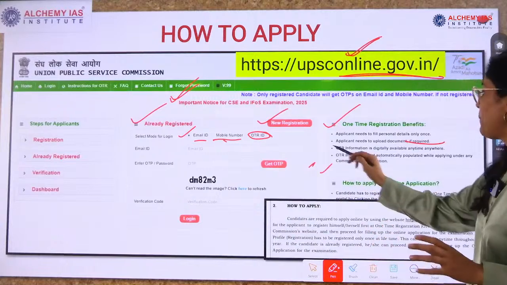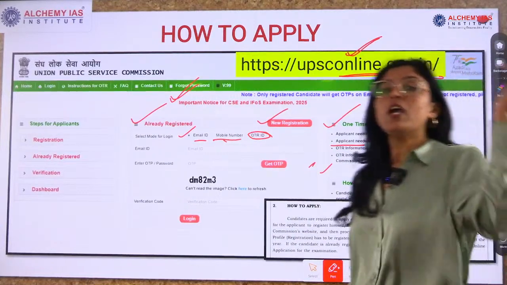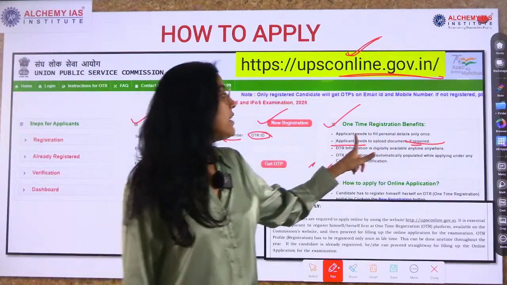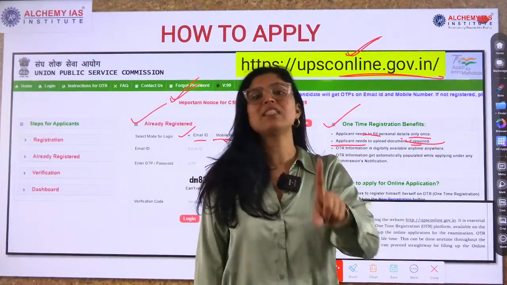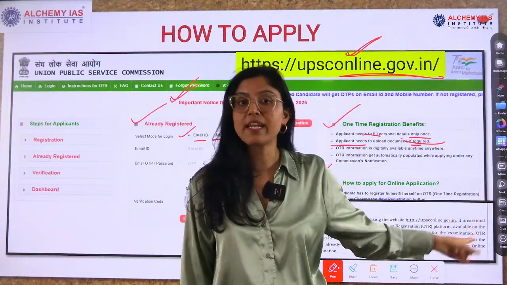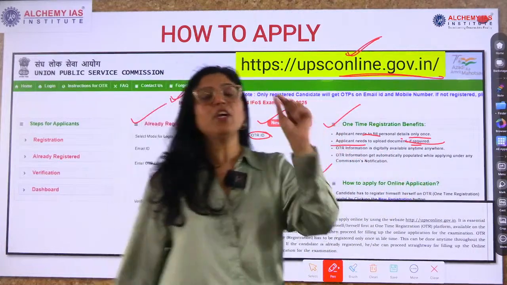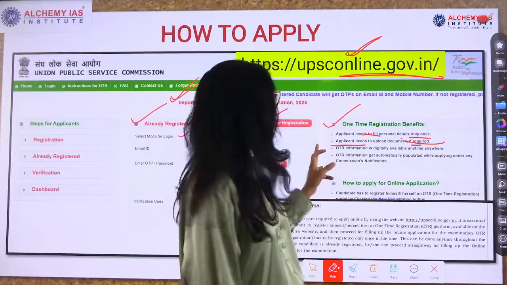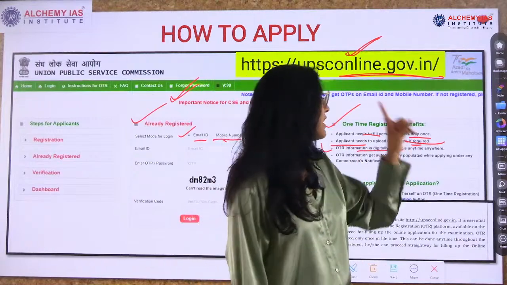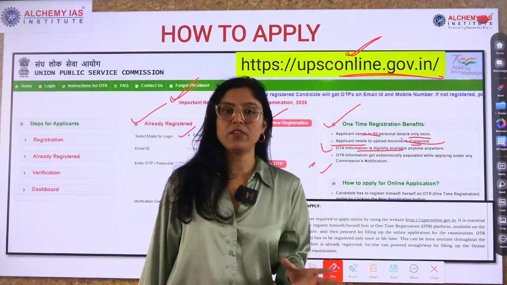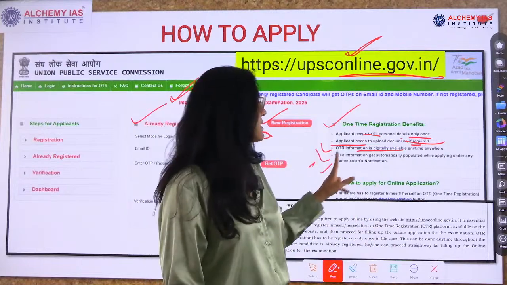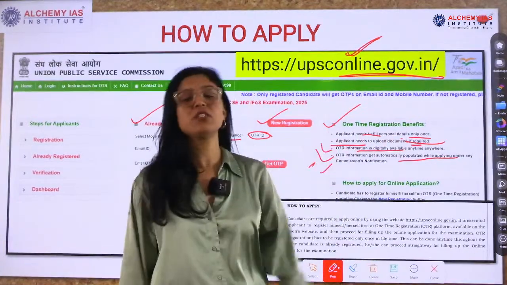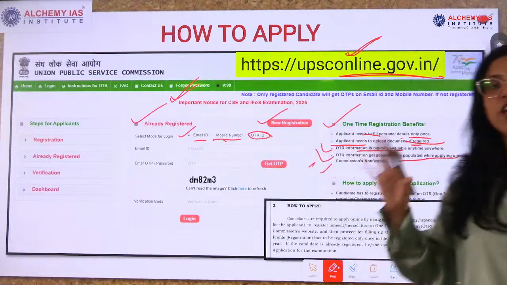Next is: the applicant needs to upload documents if required. OTR is like detailed information about you, and the benefits are that you need to fill in personal details only once. Only one time you will have to fill in the personal details, which is the OTR itself. The second time you will only have to upload certain documents if they are mandatory or required. The third benefit is that OTR information is digitally available anytime, anywhere, and it will be for a lifetime. Next, the information gets automatically populated while applying under any commission's notification, so you will automatically get the notification about the examination.